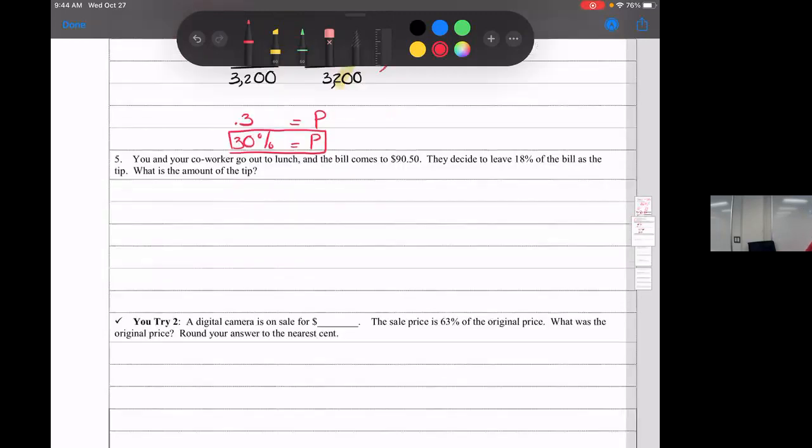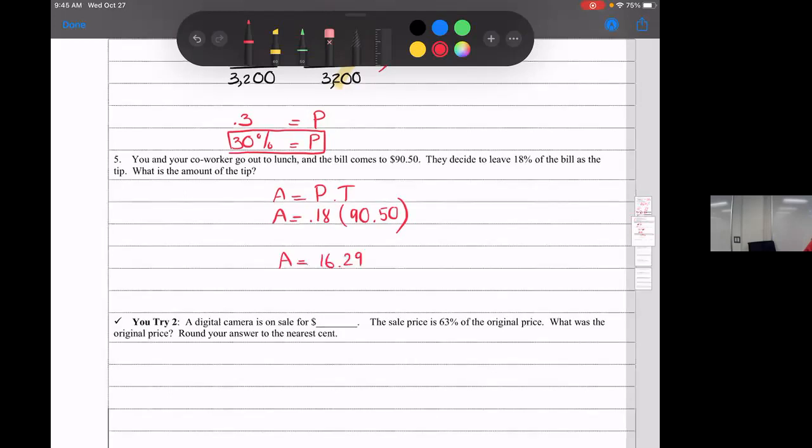Okay, so again, A equals P times T. 18% is definitely P, so that's 0.18. What are they asking, A or T? A. So 90.50 must be T. Now A is 0.18 times 90.5, which is $16.29. Good.